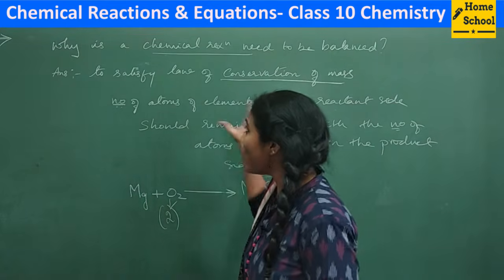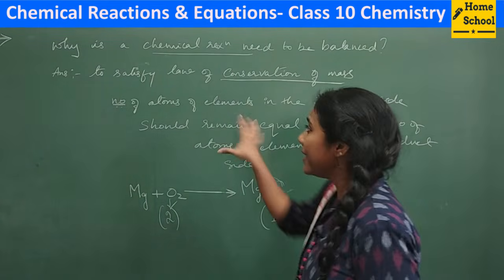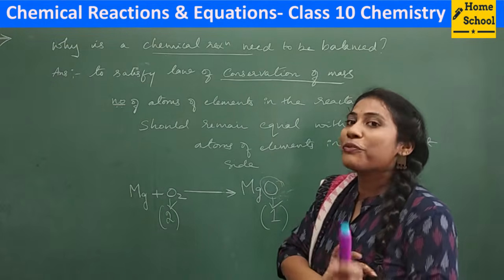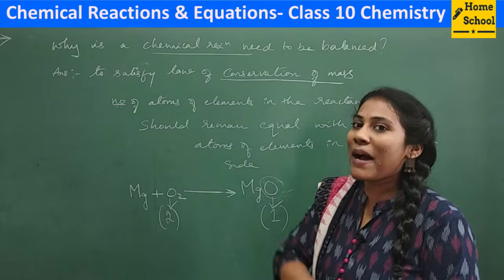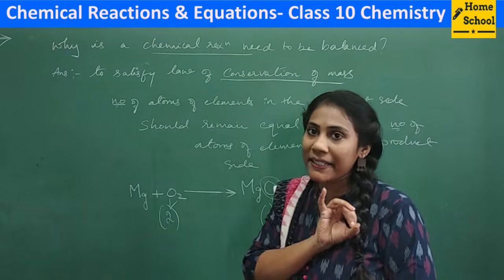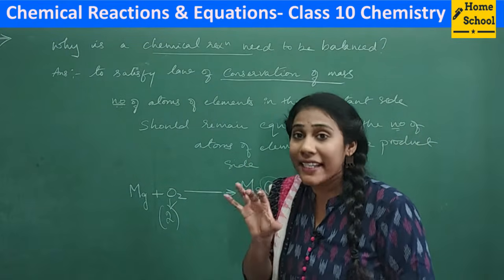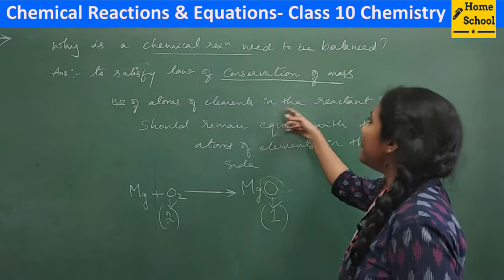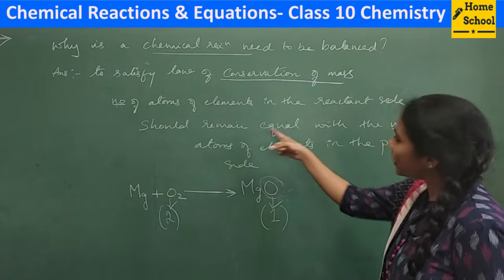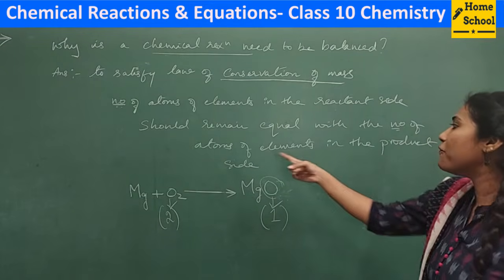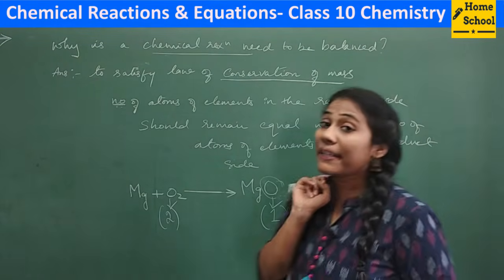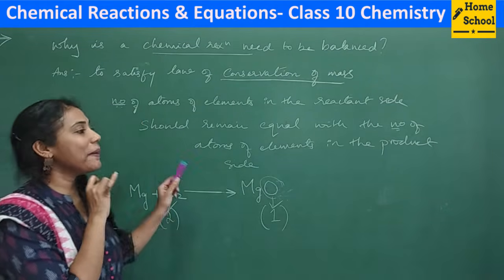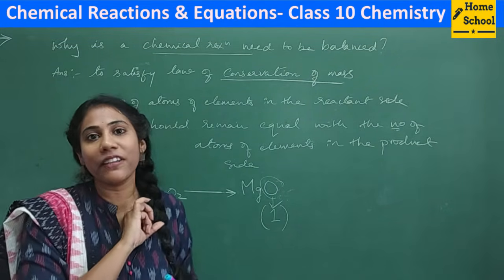So why do we balance a chemical equation? Just to satisfy the law of conservation of mass. What do we mean by the law of conservation of mass? Mass can neither be created nor destroyed. In simple words, it means the number of atoms of each element on the reactant side should remain equal to the number of atoms of that element on the product side. This is the reason we have to balance a chemical equation.